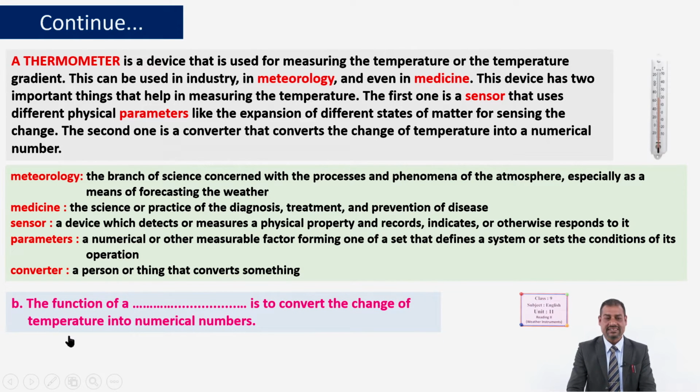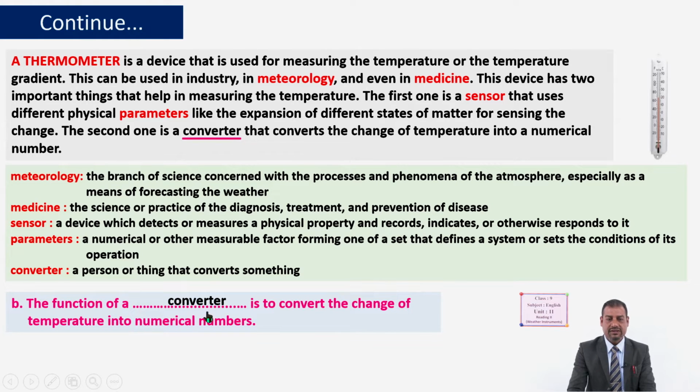Now fill in the blanks, and it is given in your textbook after the text. The function of a dot dot dot is to convert the change of temperature into numerical numbers. So which one is the correct word for this blank? Can you tell me? All of you please search it. Are you searching the word? Where is it? Okay, let me show you. It is converter. Okay, so your answer should be converter.